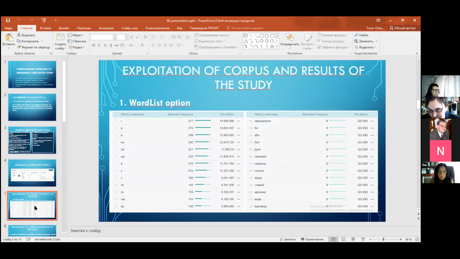So the first. The word list option allows you to find the most frequent tokens in anecdotes, and on the slide you can see the frequency list that shows the high frequency of personal pronouns in different forms. This is in line with the dialogue format.